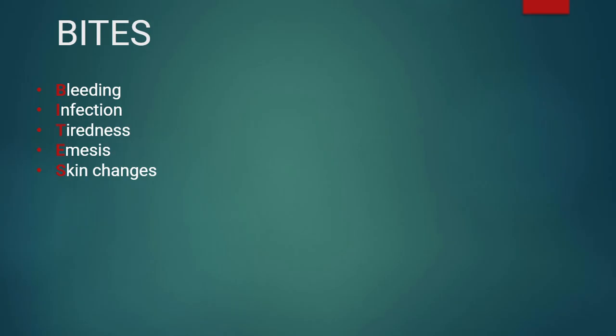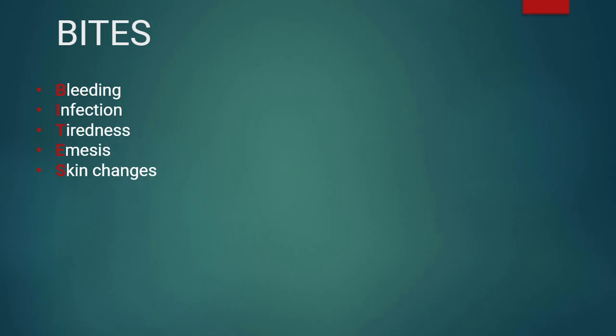To help remember the key complications of cancer treatment, think of the word BITES. B is for bleeding. This happens because chemotherapy or radiation can lower platelets, making patients more likely to bruise or bleed. I is for infection. With low white blood cells, the immune system is weaker, so even a minor infection can become serious. T is for tiredness. Cancer and its treatments often cause extreme fatigue that doesn't get better with rest.